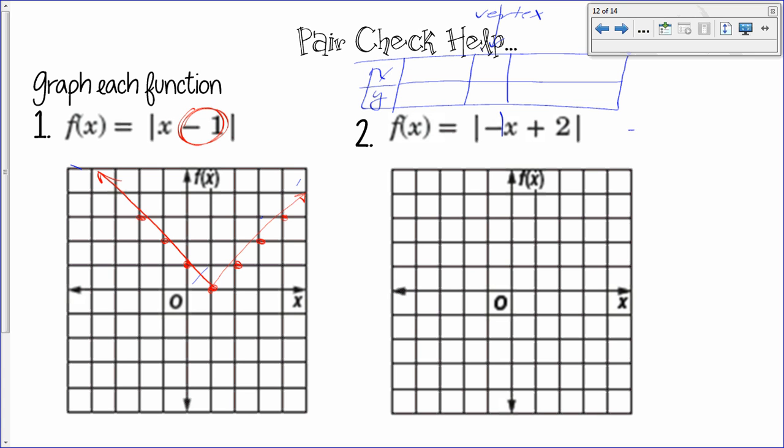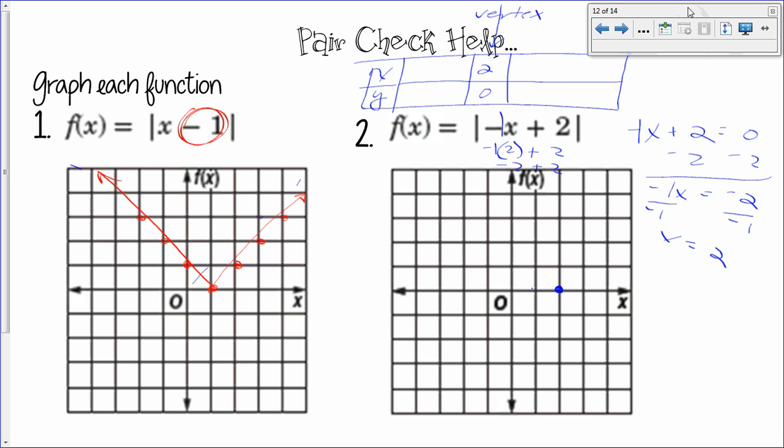Okay, so negative x plus 2, set that equal to 0, subtract 2 from both sides, divide by negative 1, x equals what? 2. Plug it back in, so negative 1 times 2, that would be negative 2 plus 2, which is 0, so it's going to be 2, 0. So 1, 2.